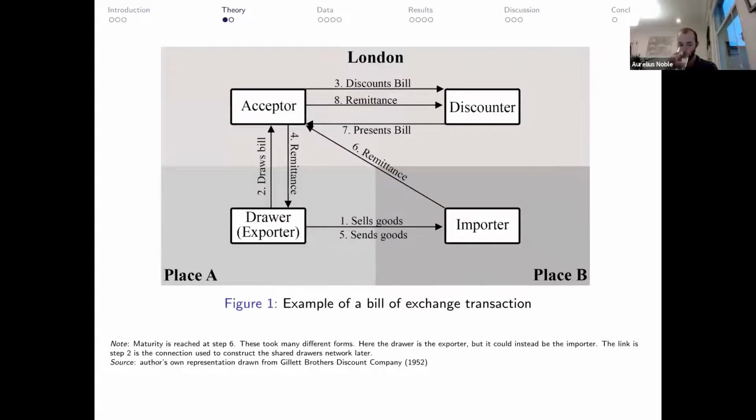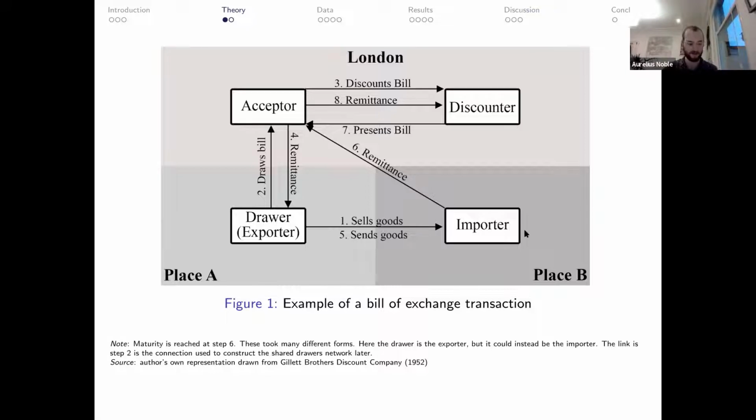Now, for a little bit of historical context, like I said, the bill of exchange is the standard short-term debt instrument that we're thinking about here, and its primary use was in trade credit, where it acted as a promissory note, promising payment to the holder of the bill on a specific date. And in a typical bill of exchange network, we have three main parties, which are the drawer, the acceptor, and the discounter.